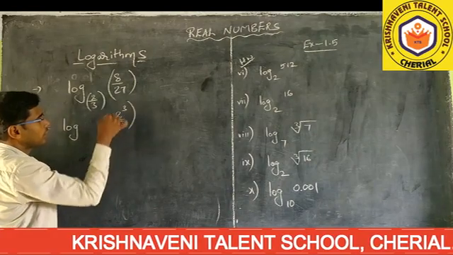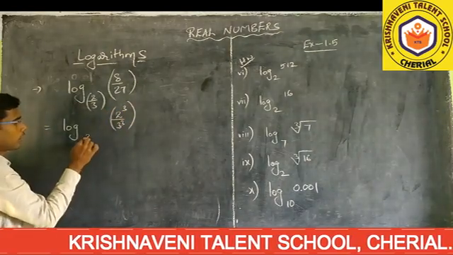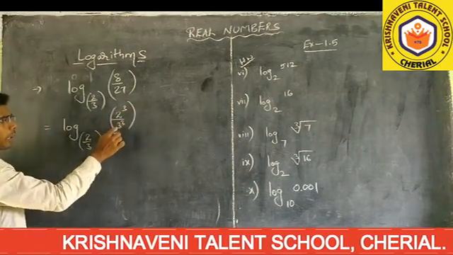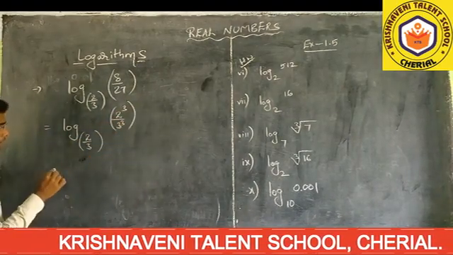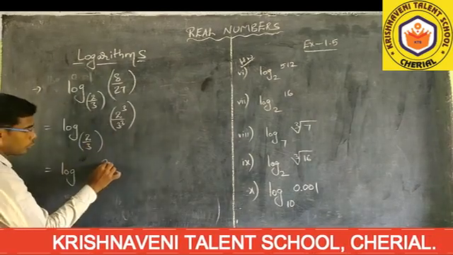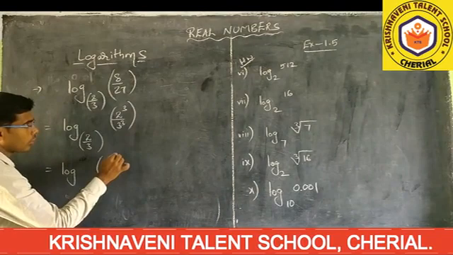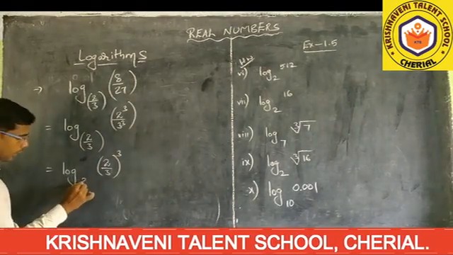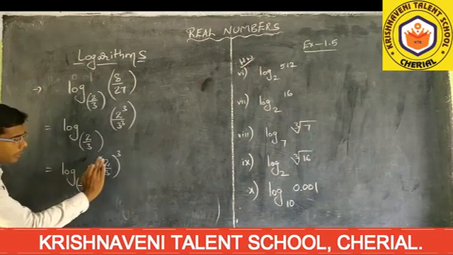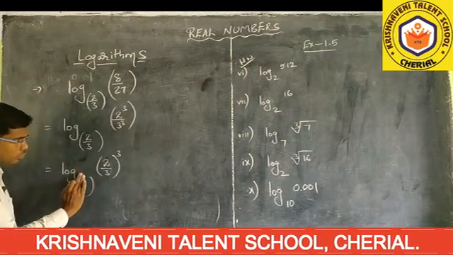27 you can write it as 3 cube. Now the base is 2 by 3, you write it as it is. Now again, a to the power of m by b to the power of m, you can write it as a by b whole to the power m, which equals log (2 by 3) whole to the power of 3 to the base 2 by 3. Now here the number is 2 by 3 and the base is 2 by 3.